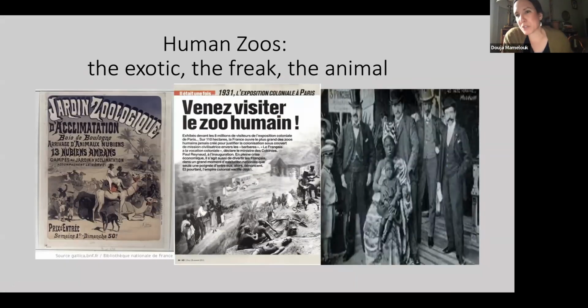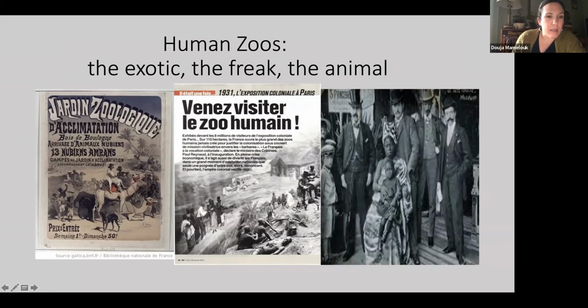Now we get to human zoos. And I think this always shocks people to discover that the human zoo includes the exotic, the freak, and the animal. And you know that zoos exist today and have animals in them. Well, in 1931, when there was the colonial exhibit in Paris, it actually encouraged people to come and visit the human zoo. Who was in the human zoo? Anyone that resembled something that seemed different than what the French had.